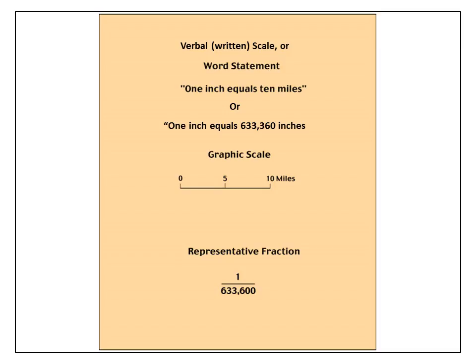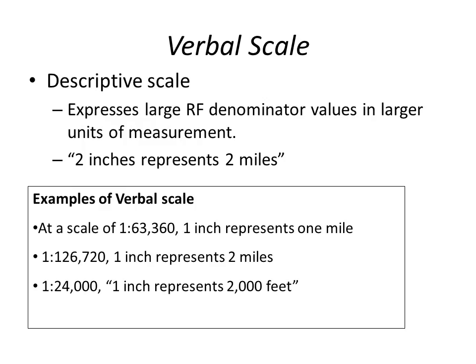Another way to describe map scale is through the use of a verbal or written scale, or a word statement. So for example, if you had a map where 1 inch equals 63,360 inches, a shortened way to say that would be 1 inch equals 1 mile. And so that would represent a graphic scale that would look something like the one here on the slide, or a representative fraction that looks like the one below, 1 to 63,360. Verbal scales are basically descriptive ways of presenting scale, such as making a statement like 2 inches represents 2 miles.